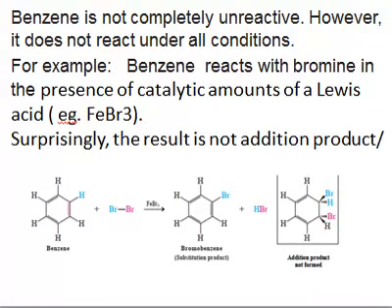If you are reacting benzene in the absence of any catalyst, then benzene will not react at all. But if you are using some catalyst such as some Lewis acid, then benzene will react, right? And when benzene reacts, it does not give an addition product, right? So you can see here that this is benzene and we are highlighting a double bond here, right?